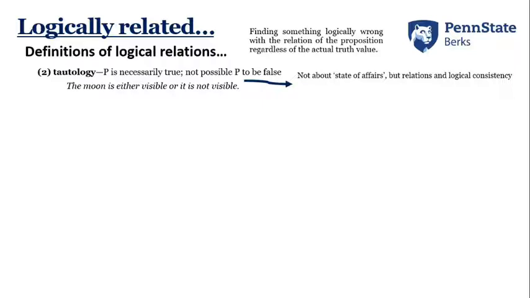So tautology is just telling us that whatever we're saying, it's necessarily true, and it's not possible for that thing to be false. If you deny a tautology, then the proposition itself is logically inconsistent.